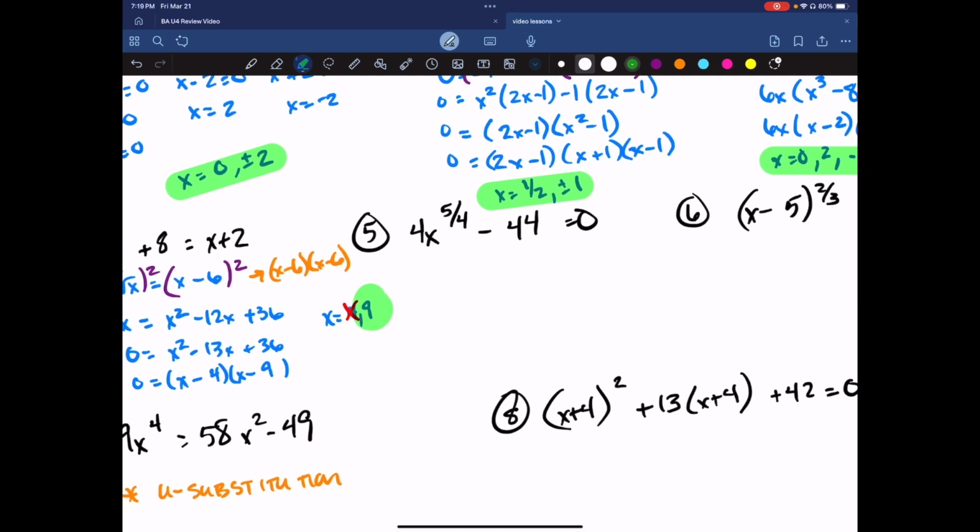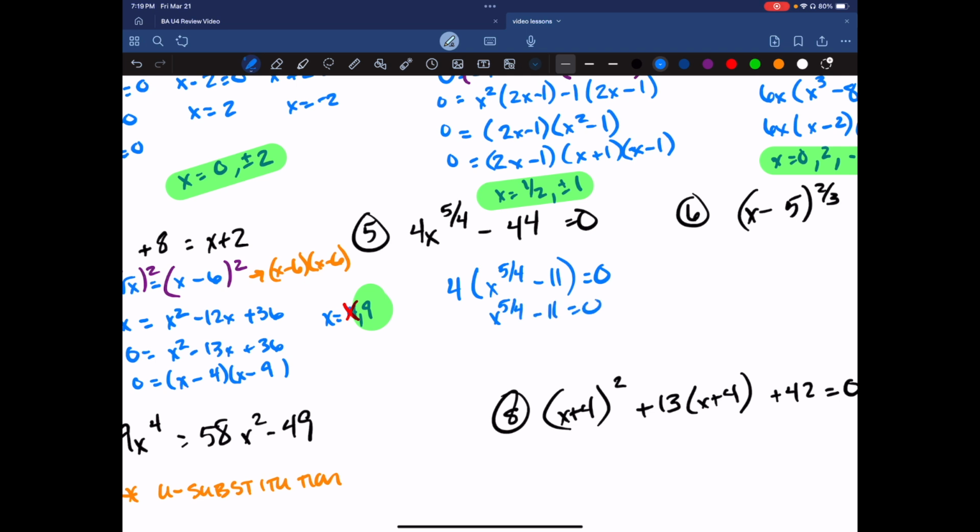Okay, now when it comes to 5, you're going to take out a GCF. So both terms have a 4 that I can take out. So I'm going to say 4 times the quantity x to the 5/4 minus 11 equals 0. Now, it is perfectly legit and safe to go ahead and divide that 4 to the other side. And when 0 is on top of any fraction, the whole thing is 0. So essentially, I can drop this out and just work with the parentheses.